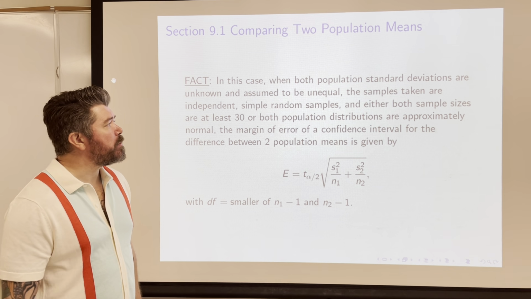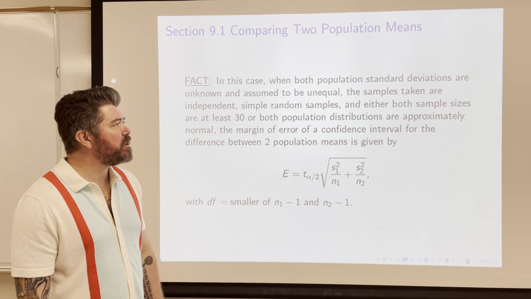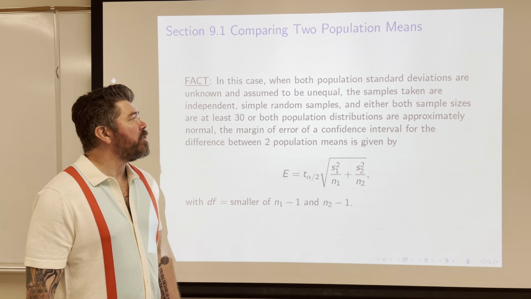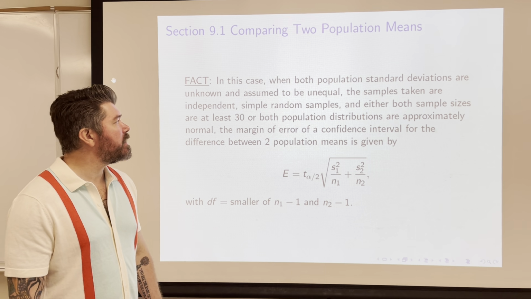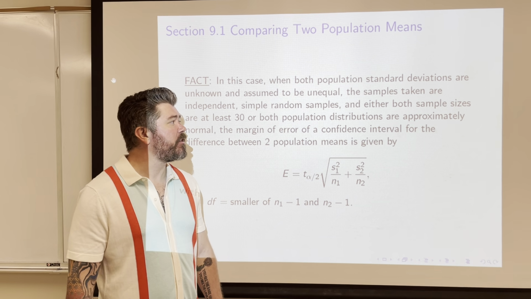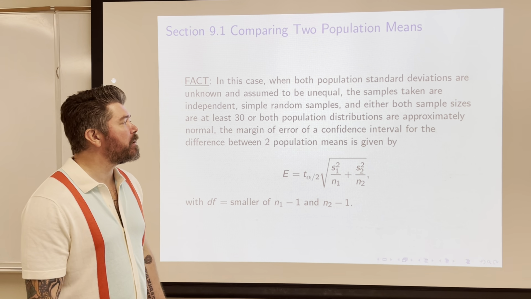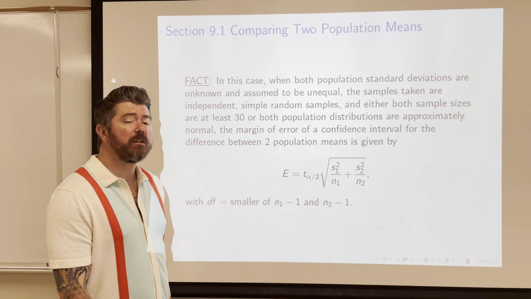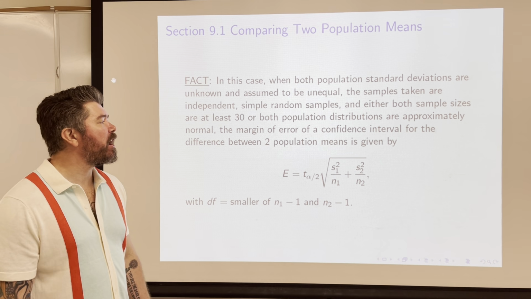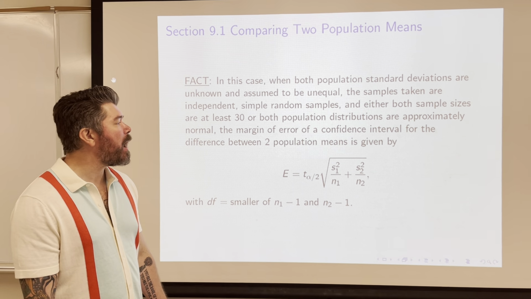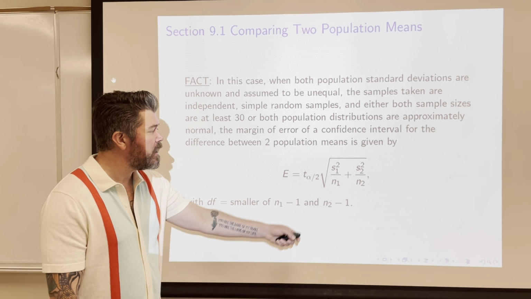In this case, when both population standard deviations are unknown and assumed to be unequal, the samples taken are independent, simple random samples, and either both sample sizes are at least 30 or both population distributions are approximately normal. The margin of error of a confidence interval for the difference between two population means is given by the following.